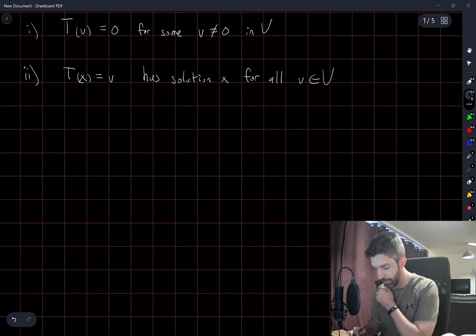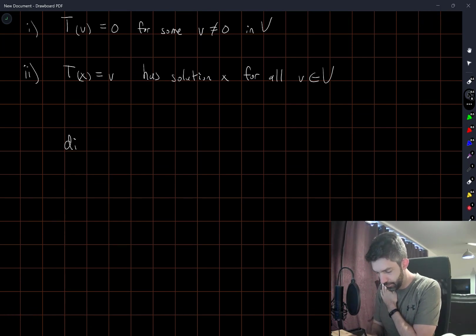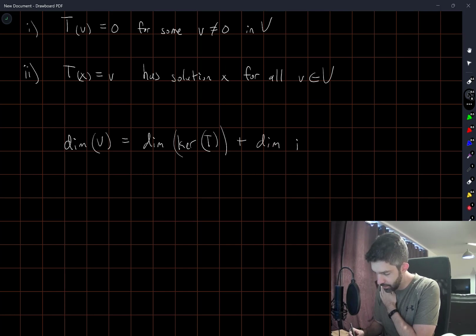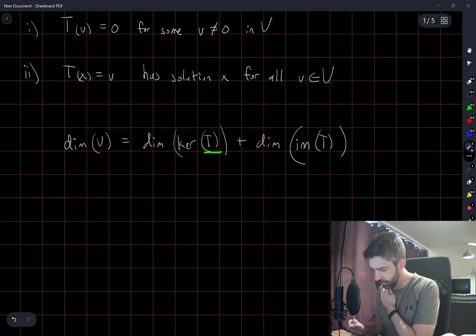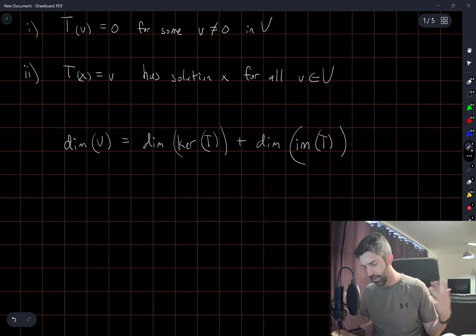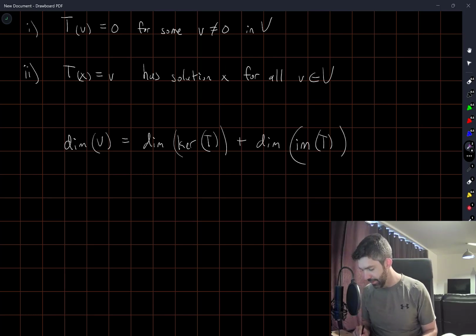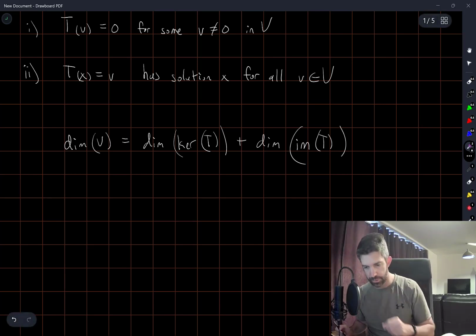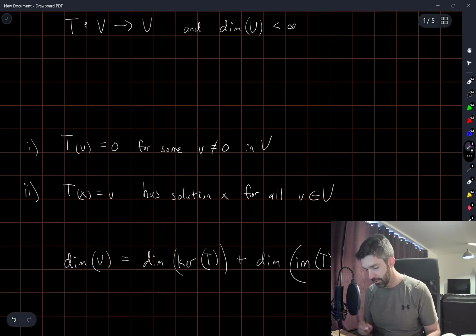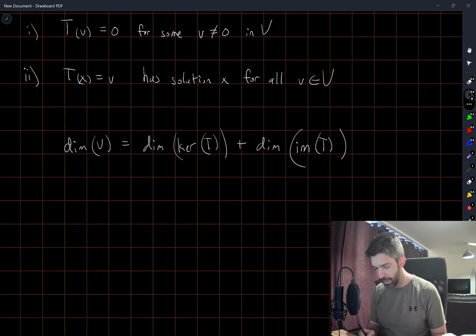So the main thing to realize here is that the dimension of V is equal to the dimension of the kernel of T plus the dimension of the image of T. Kernel of T is sometimes called the null space of T. It's the set of all vectors that T maps to the 0 vector. And the image of T is, of course, the collection of all vectors in V such that this has a solution. Okay. Now, let's suppose that the dimension of V is equal to n.